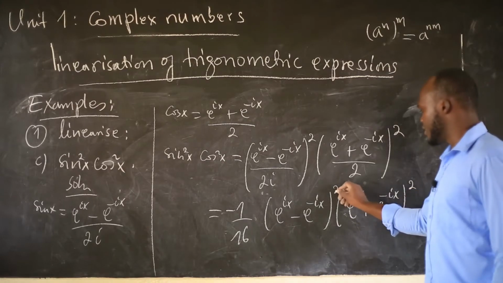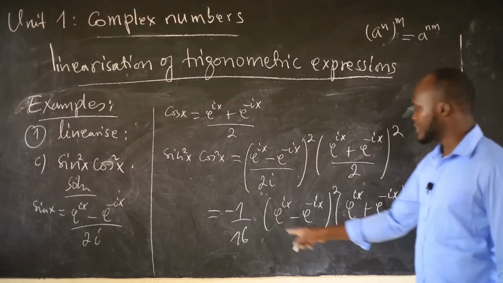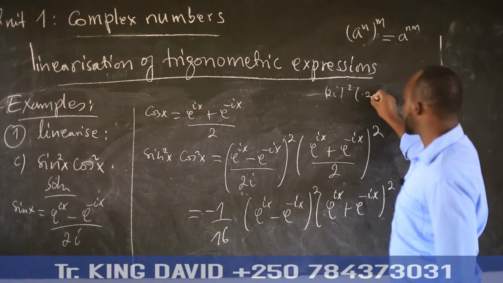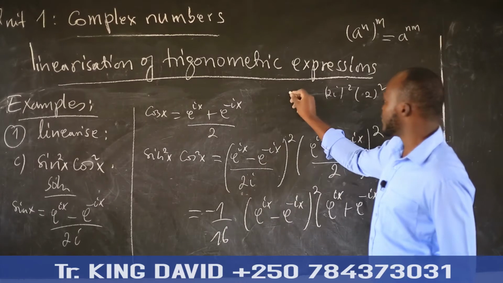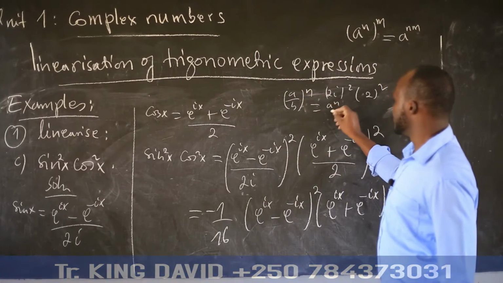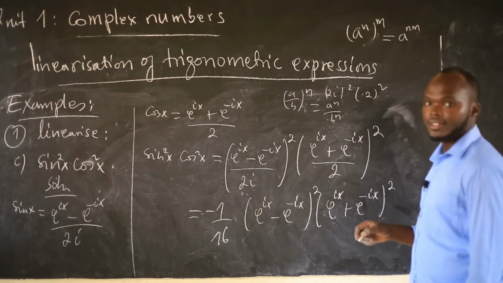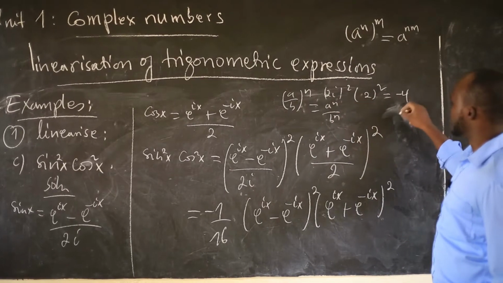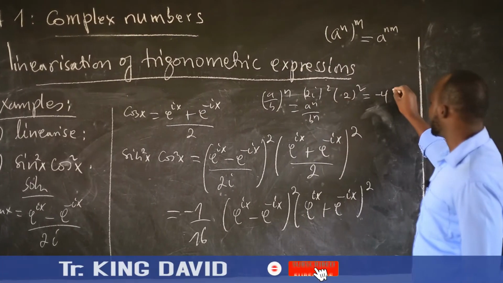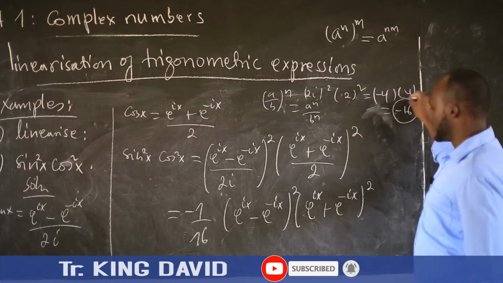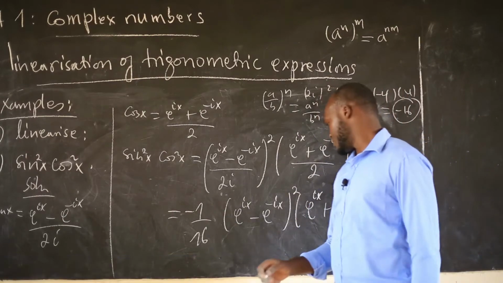Here there is squared and there is squared. So what I have done here, 2i squared times 2 squared. Remember when you have a over b power n, that is a power n over b power n. So now, 2i squared, that's minus 4. 2 squared, that is 4. So which is negative 16. So it is this negative 1 over 16.